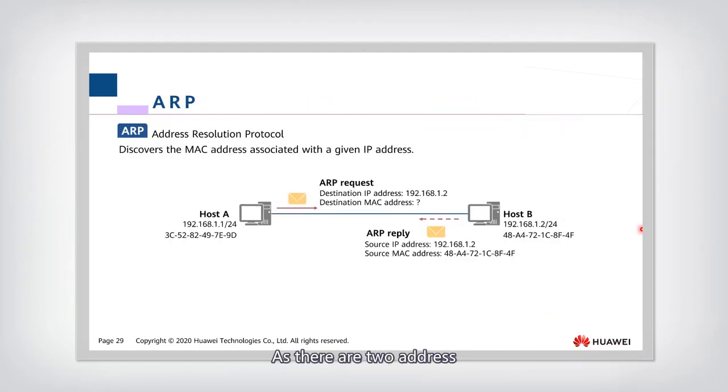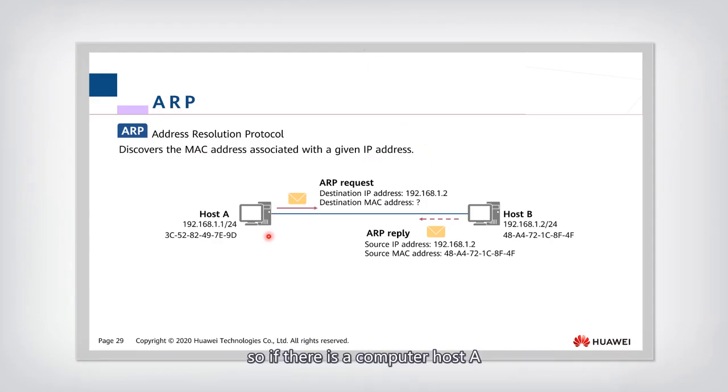As there are two addresses, IP address and MAC address, for one device, there is a natural question: if we already know its IP address, how do we know its MAC address? To solve this problem, we usually use a protocol called Address Resolution Protocol, ARP. ARP can discover the MAC address for a given IP address.